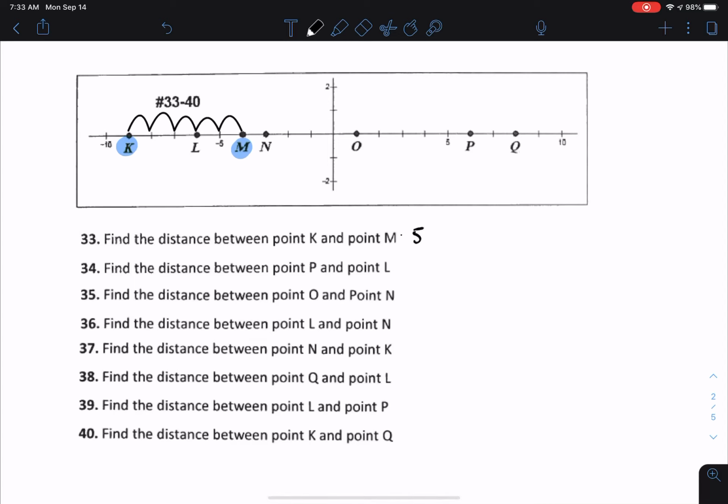That should be really easy. You just count the hops. There's 1 hop, 2 hops, 3 hops, 4 hops, 5 hops to get from K to M. All done. Now, if it had said M to K, the answer would be the same. Even backwards, the answer would still be 5. All right, so let's look at some other ones.